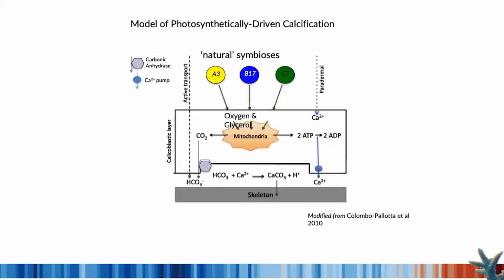So we came up with a model of photosynthetically driven calcification. In natural symbioses, the symbionts are providing 2 things to drive mitochondrial output, and this is what drives calcification. They're contributing oxygen, and then they're contributing glycerol. Calcification rates are typically 4 to 10 times faster in the light than they are in the dark, and that's the result of this.